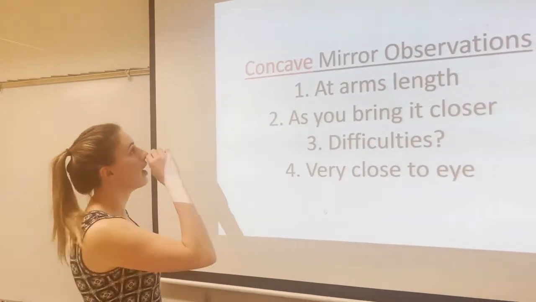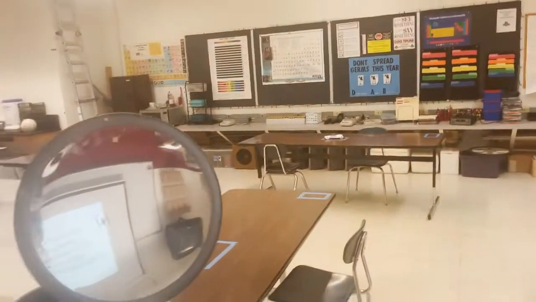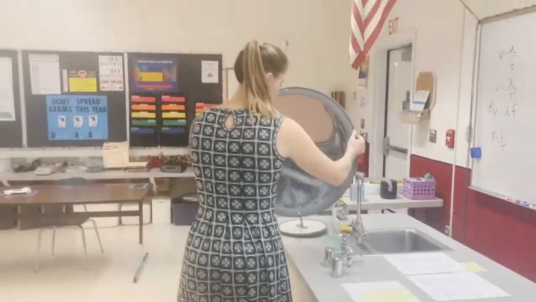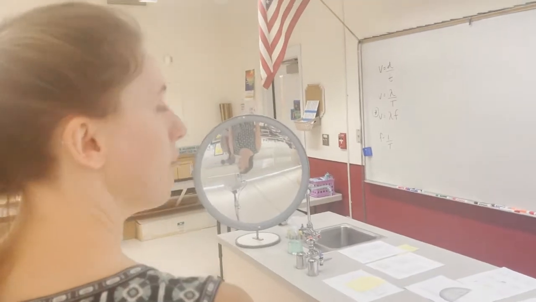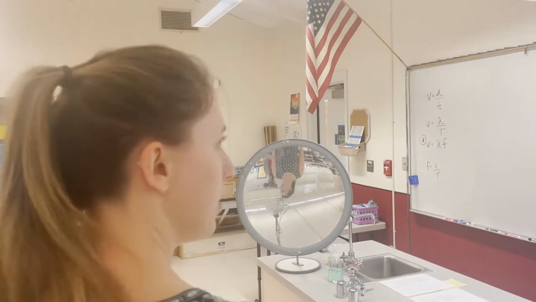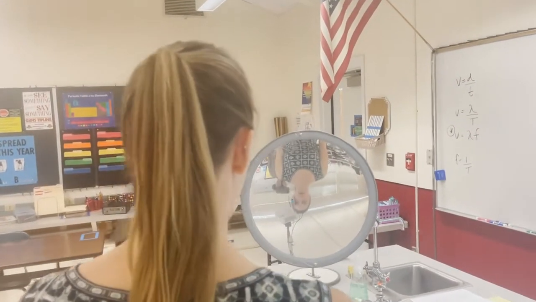So concave mirror. So observations. We played with the concave mirror last time we were together, right? And here's our concave mirror. I'm gonna put it right here for us, like last time. When we're at arm's length, what do we observe? Well, you're upside down for one thing, and you look smaller than you are. Then as I get closer, you're getting bigger. And then at some point we can no longer see me.